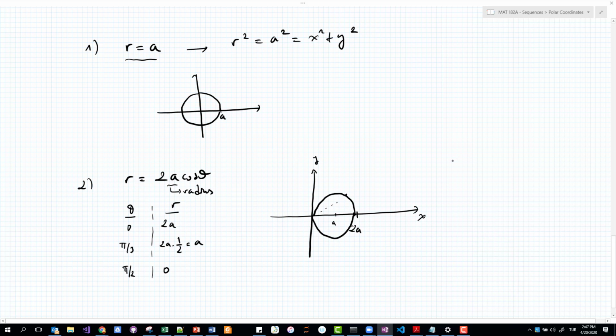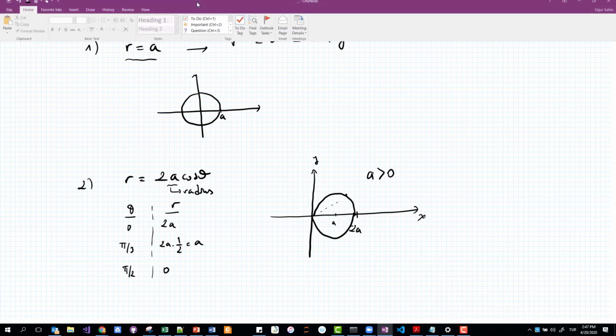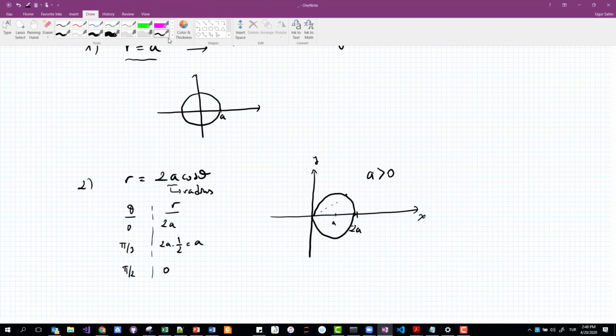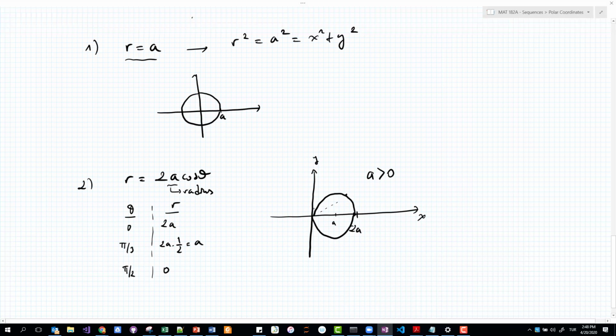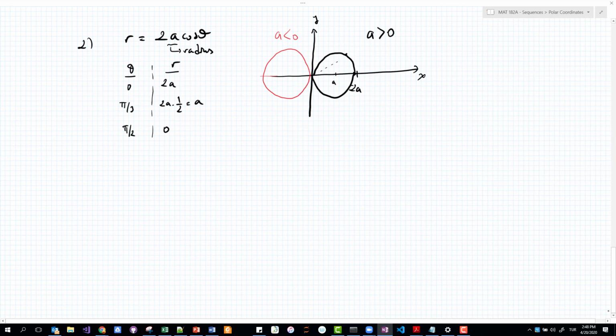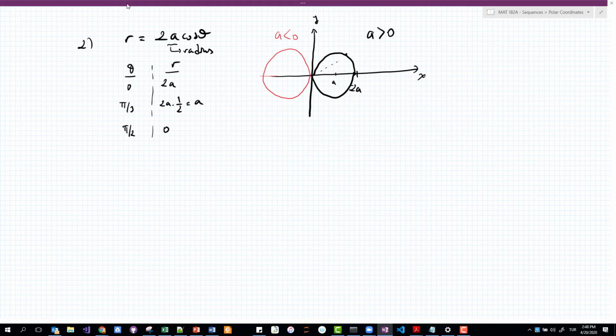This is the case when a is bigger than 0. But when a is less than 0, let me show using a different color, guys, sorry. When a is less than 0, this time I'm going to have this type of circle. This is going to be my circle when a is less than 0. This is the second type of circle in polar coordinates. And then there's a third type of circle.